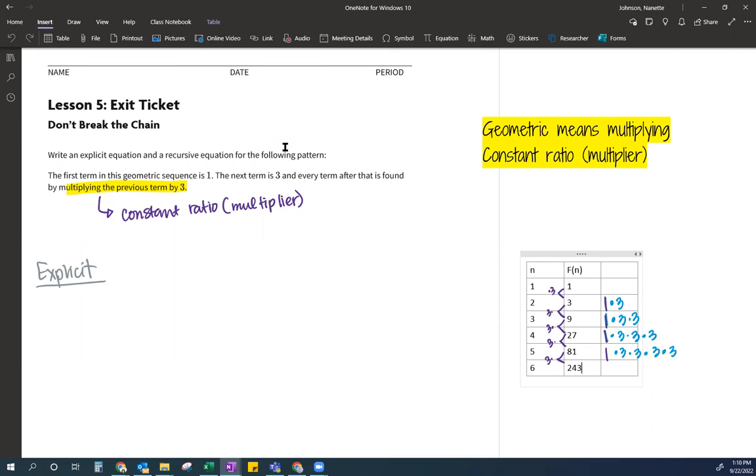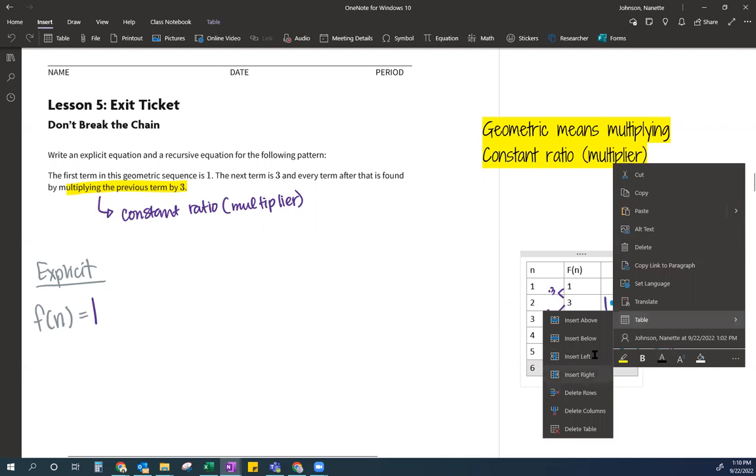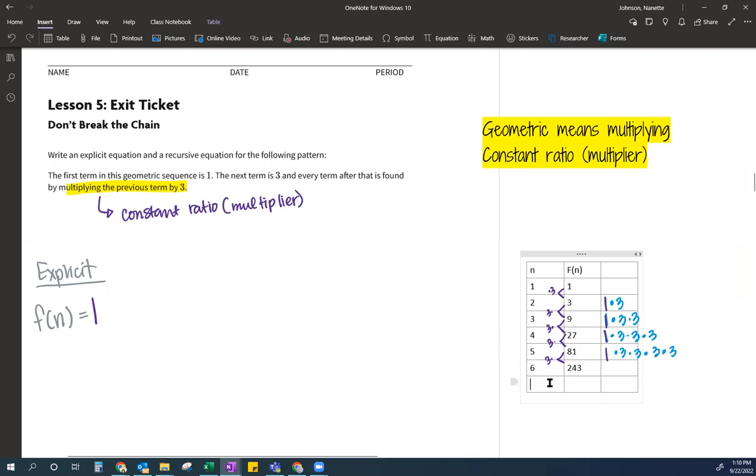It looks like this. So f of n is equal to that 1. Ms. Johnson, why that 1? Because that 1 kept showing up over and over again. Exactly. Okay, let me add a row to this really quick. So here, for n, my goal is to find n. Like, what's the rule for n?